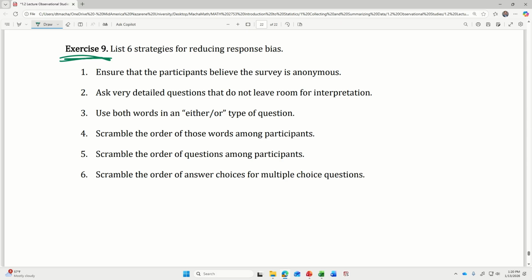Number 3, use both words, do you approve of or disapprove of kind of question. Number 4, scramble the order of those words, approve or disapprove, disapprove or approve. Number 5, scramble the order of questions overall. And then number 6, scramble the order of answer choices if you have any kind of multiple choice question appearing in your survey.